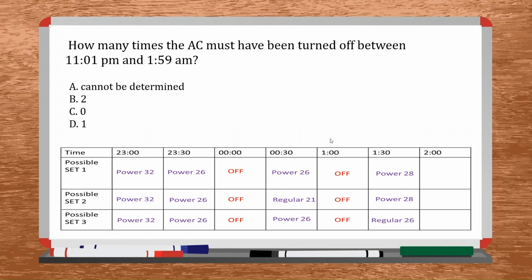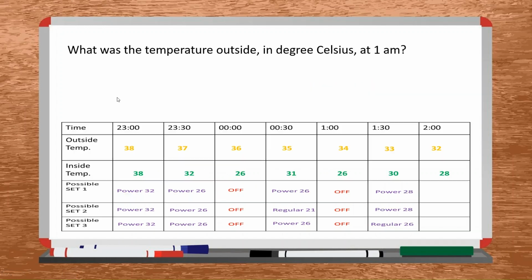Now let's have a look at the questions. The first question is, how many times the AC must have been turned off between 11 p.m. and 1:59 a.m.? We know that the AC was being switched off in all the possible cases at 12 a.m. and 1 a.m. So the answer is option B.